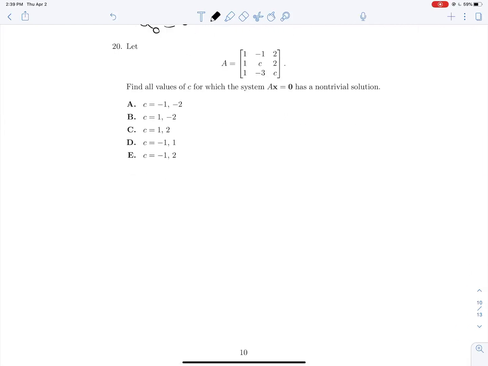Question 20. Let A be that matrix given there. Find all the values for c for which the system Ax equals 0 has a non-trivial solution. If Ax equals 0 has a non-trivial solution, by the invertible matrix theorem, we know a bunch of other things about this matrix. We know, for one, that it has fewer than n pivots, because Ax equals 0 also implies that the matrix is non-invertible, and therefore that the determinant of this matrix must be 0.